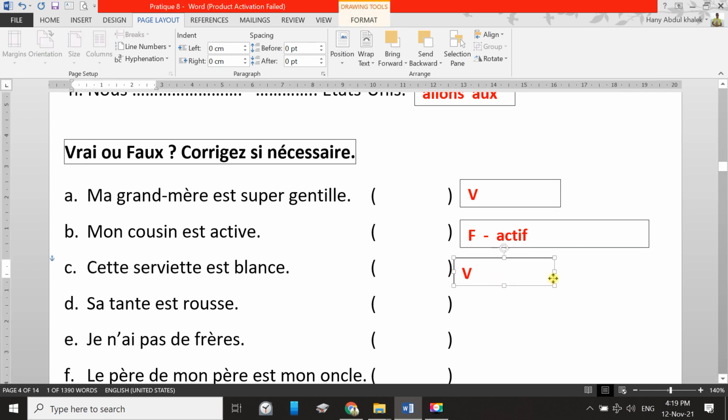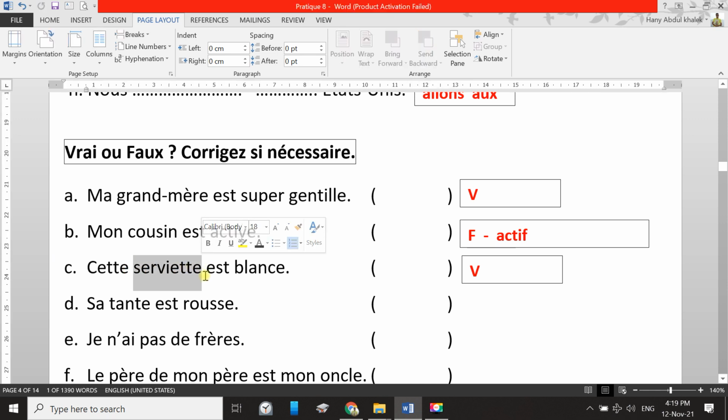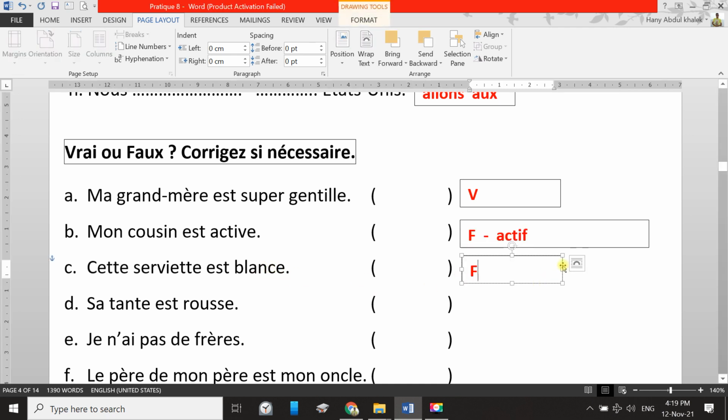Okay, the next sentence. Cette serviette est blanche. Here it says serviette. If you don't know, it means towel. Okay, if you don't remember what towel means in French, or you don't know if it's masculine or feminine, singular or plural, you can just go to the article before it. It can be a good hint for you. Here cette is for feminine, so this word is feminine. Cette serviette est blanche. No, it can't be like that. It has to be blanche. So this is false too, and it has to be blanche. We have to add here like that. Blanche. Sorry, with H. It has to be like that.